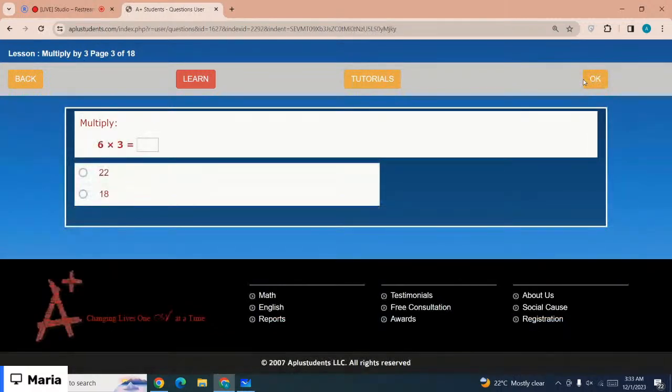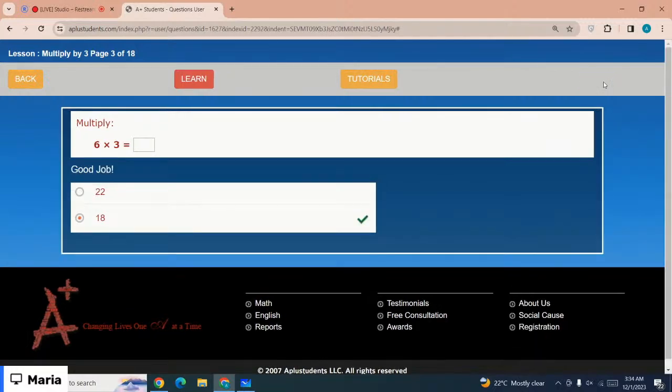The next one is 6 times 3, which is the correct option. The correct option is 18. Either you do 3 times 6 or you do 6 times 3, the answer is 18, right?